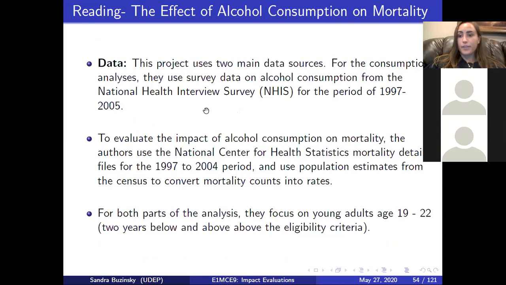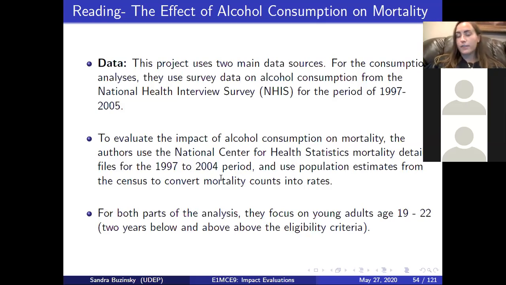Okay, so they're looking at the individual level drinking rates for teenagers. To evaluate the impact of alcohol consumption on mortality, the authors use data on mortality details from this period, 1997 to 2004. And they use population estimates from the census to convert mortality counts into rates. So they're basically looking at rates.